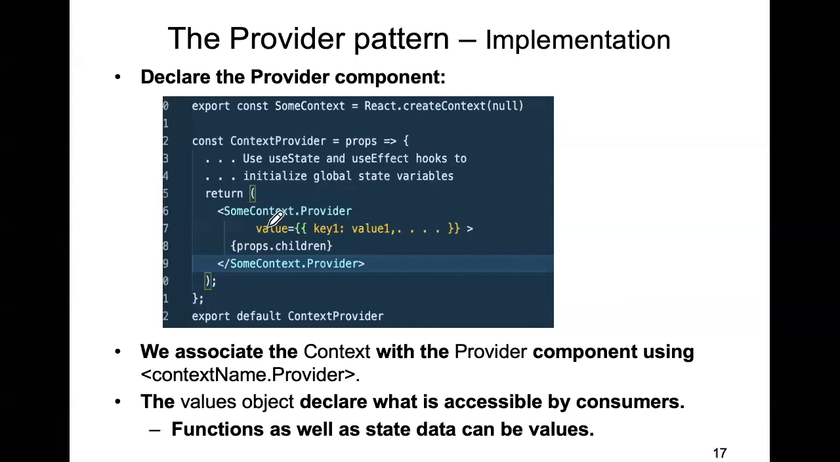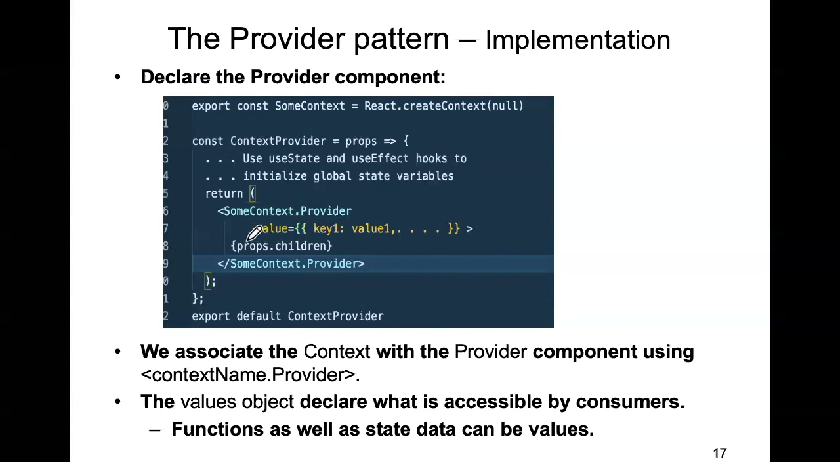And here's a prop which you have to call value, and you assign the value prop an object of a set of key value pairs. And the key value pairs here will refer to the parts of the context that you want to make available to everybody else.